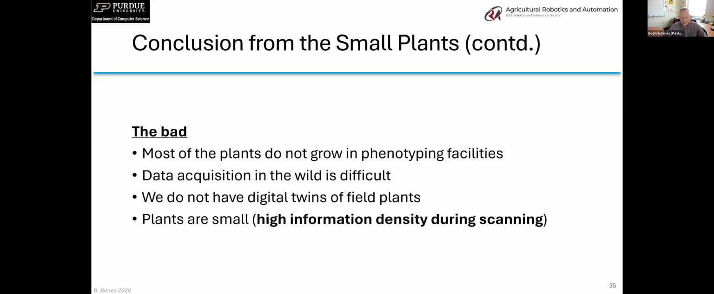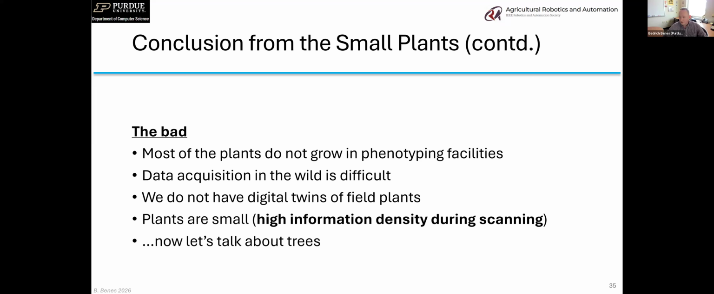The second thing is that data acquisition in the wild is extremely difficult. If you ever look at a cornfield, then just isolating and segmenting individual plants is an extremely difficult problem. Now try to segment leaves. And we do not have digital twins of field plants yet. There are some approaches. And the interesting thing is that plants of this kind are actually rather small. That means that if you take a picture, you have a high information density during scanning. You have a lot of information there.